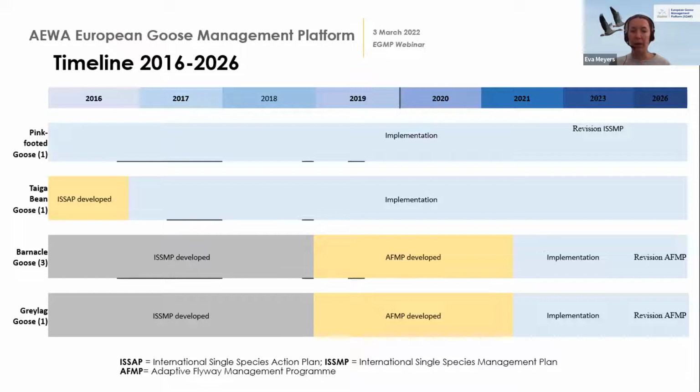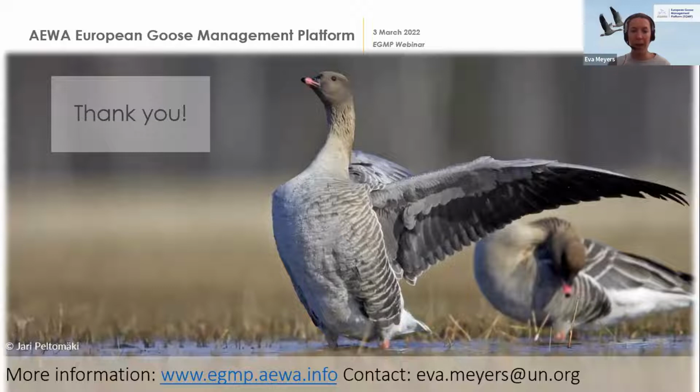And again, the adaptive flyway management programs are a new process, a complex process. And we have also been thinking about having another webinar going deeper into explaining each of these AFMPs and giving a chance to explain exactly what the objectives are and the processes under each of these. And with that, I conclude, and I hope that this overview has helped you understand and grasp a bit more the processes under the EGMP. Thank you.